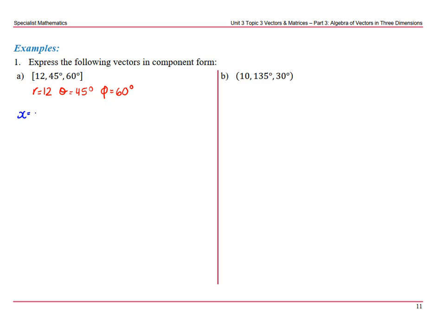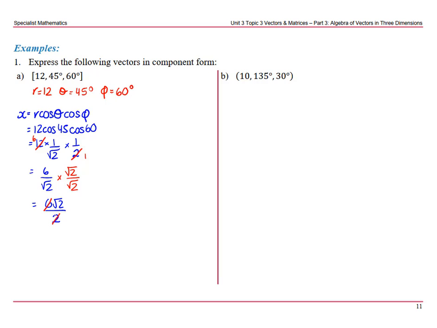So our x coordinate is given by r cos theta cos phi. Plugging in our information, 12 cos 45 cos of 60. Using our exact values, cos of 45 is 1 on root 2, cos of 60 is a half. So that gives us, cancel out the 2 and the 12, 6 on root 2, rationalise the denominator, and we get 6 root 2 over 2. Simplify our fraction, it's 3 root 2.